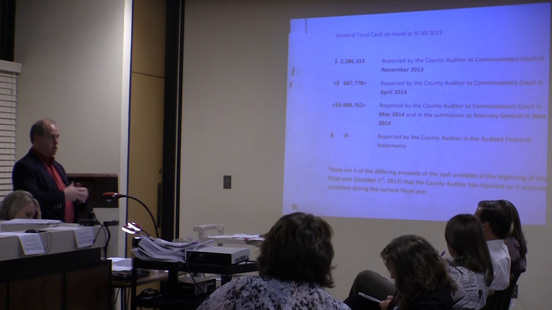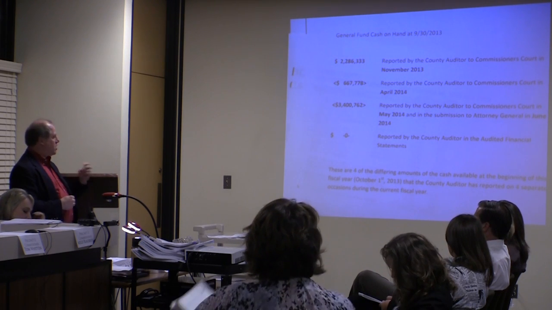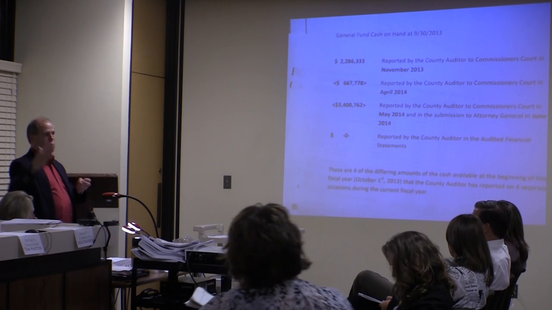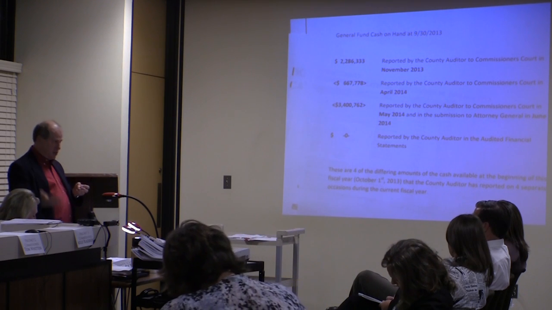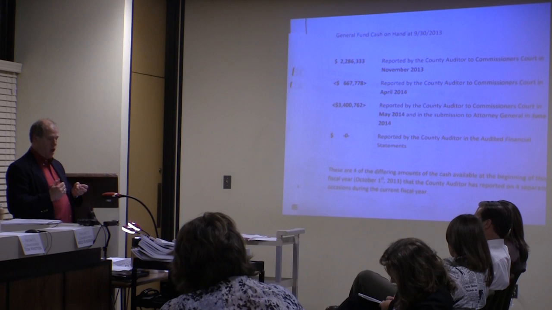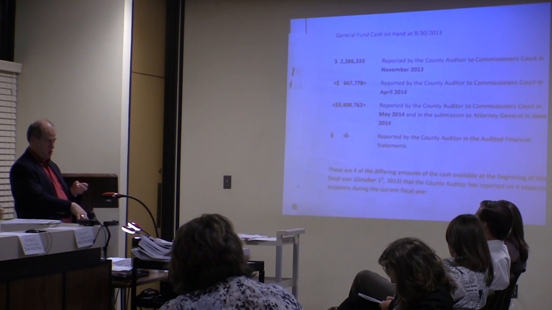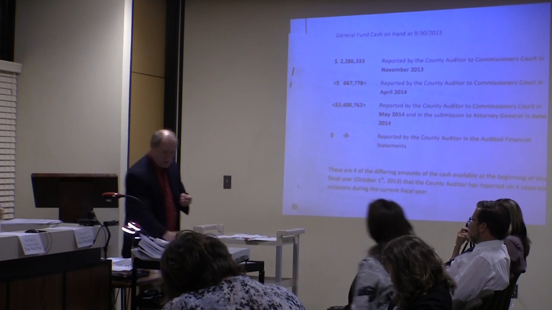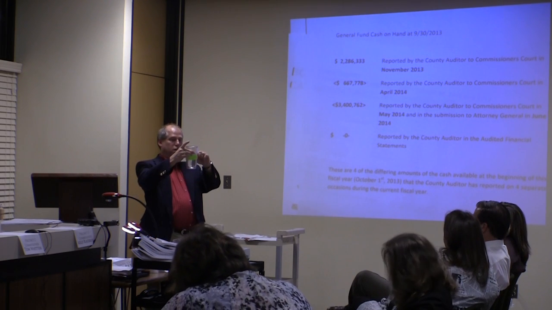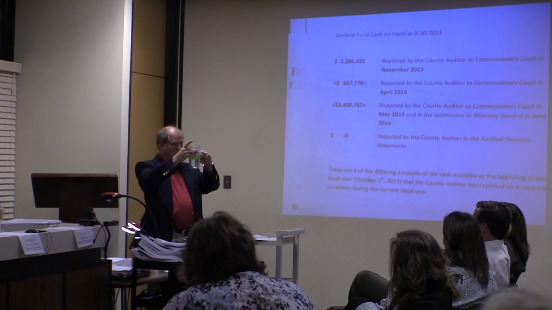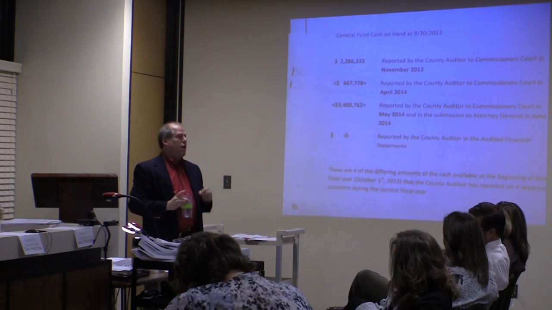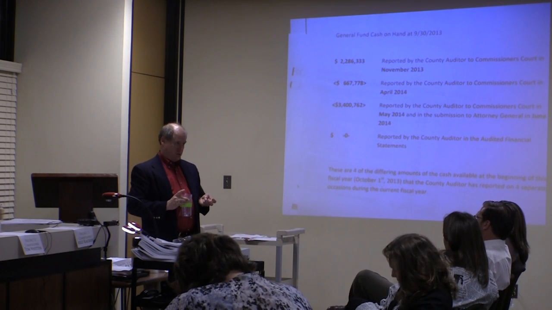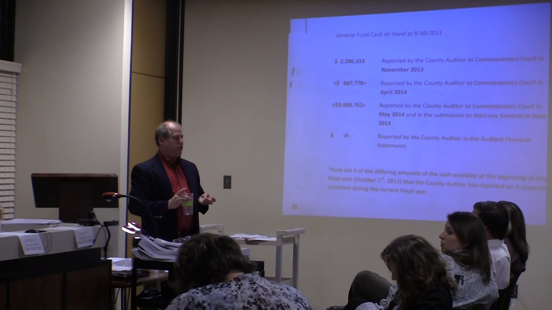It's not as bad as it looks because there's a CD. It's not as bad as it looks because there's another $1.6 million of general fund designated cash. But it's not good. I mean, the cash is gone. And the goal for the county is going to be to get the water above this line and keep it there every month of the year.